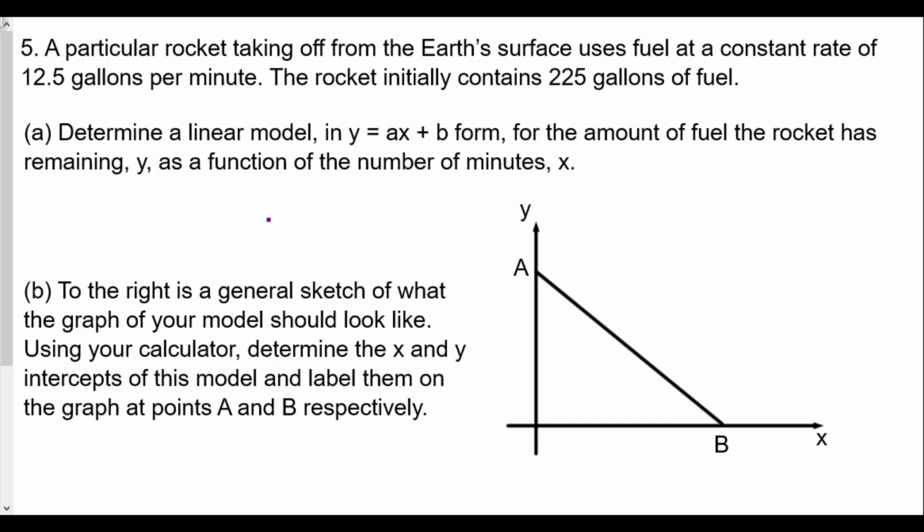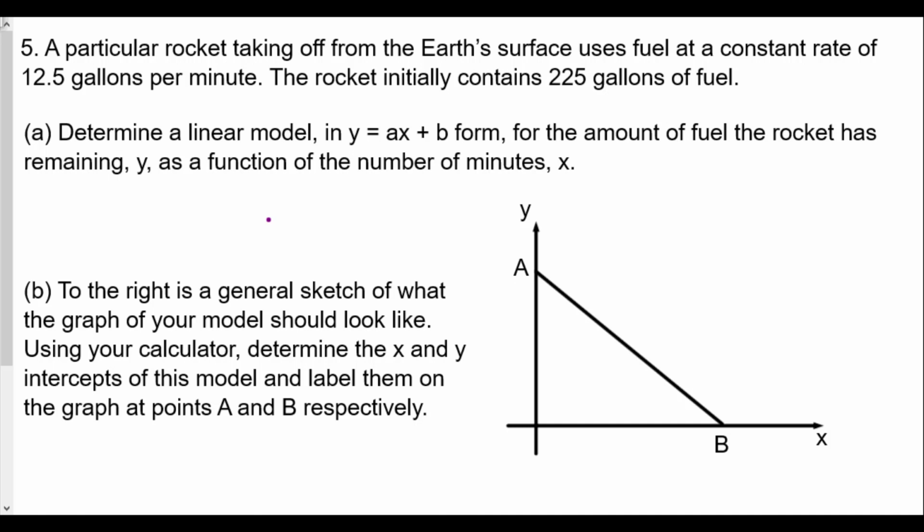Question 5 says a particular rocket taking off from the Earth's surface uses fuel at a constant rate of 12.5 gallons per minute. The rocket initially contains 225 gallons of fuel. Determine a linear model in y equals ax plus b form for the amount of fuel the rocket has remaining, y, as a function of number of minutes x.